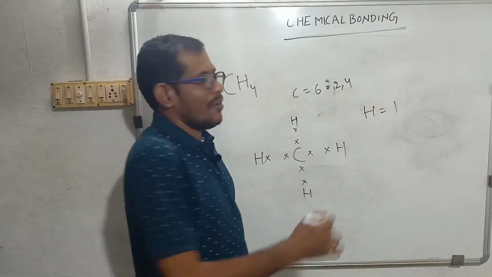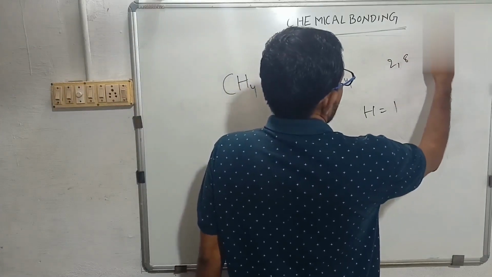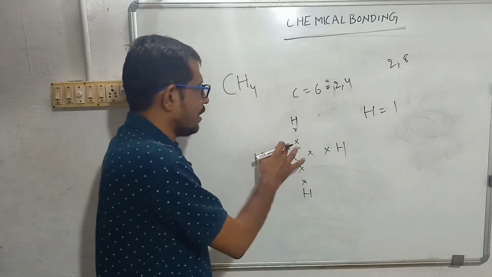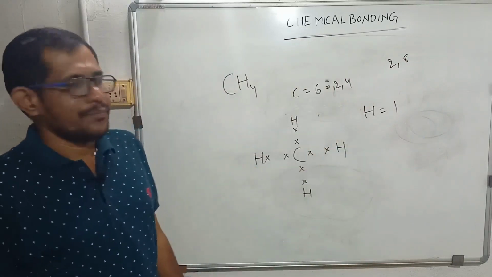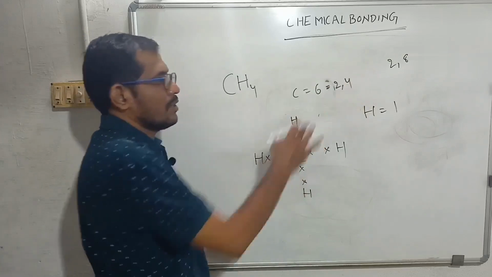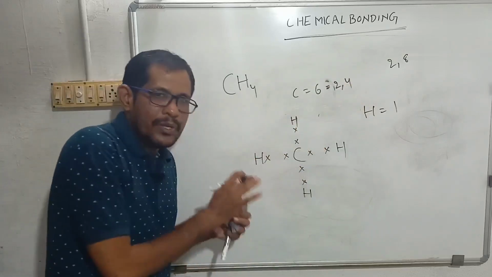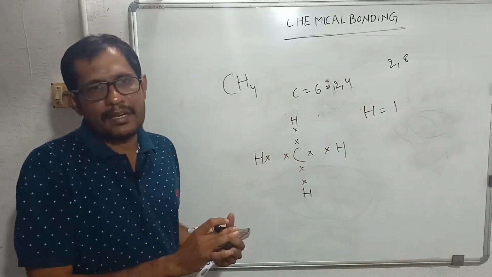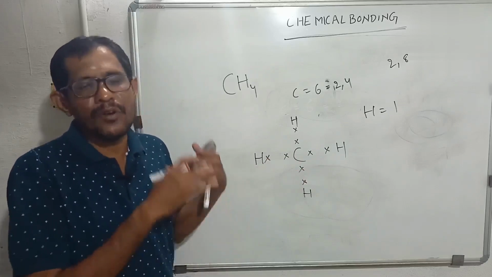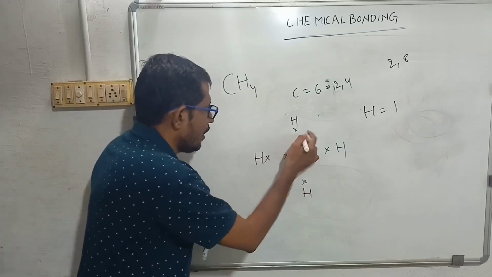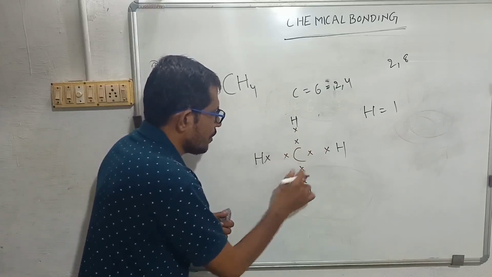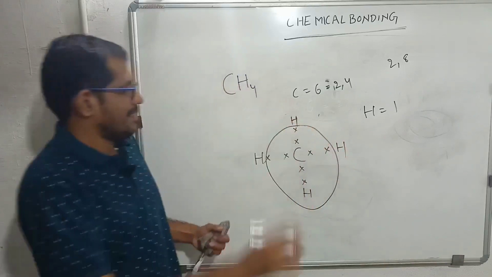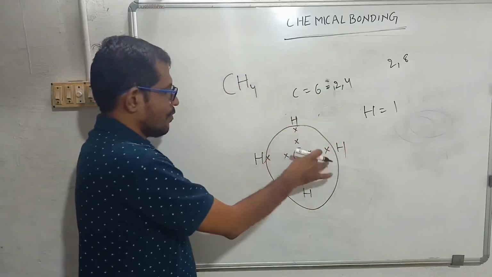Now, what are the stable electronic configurations we have? 2, 8, 10, 18. So carbon has 4 electrons, and it needs 8. How do we need to draw the circle? The circle that is going to cover 8 electrons. So here I am going to draw the circle: 1, 2, 3, 4, 5, 6, 7, 8. That means it will come like this.